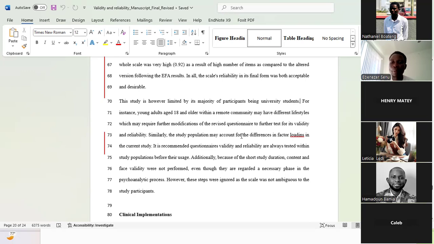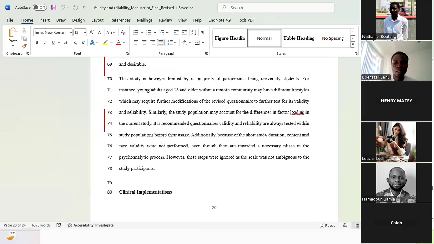So we stated it as a limitation, calling for other studies to be done in the communities. For example, young adults within a remote community may have a different lifestyle, which may require further modification of the revised version to further test its validity. Similarly, these days it is like that. So you see the trend. That's why I always say you have to first graduate, you have to know what you have in class before you come to research, because research is just the combined effect of your theory that you know, adding more and consistency.